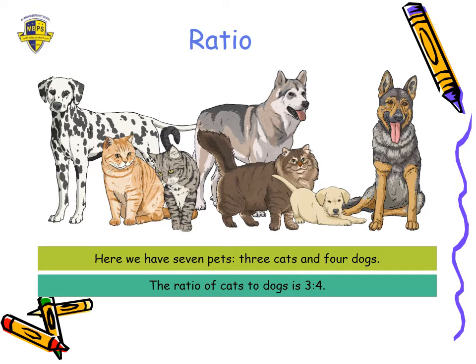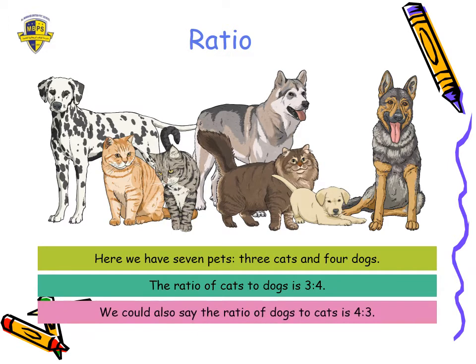And if I ask you to write the ratio of dogs to cats, here we start from the number of dogs. Good. How many dogs do we have? 4. And how many cats? 3. Good. So we write 4 to 3.